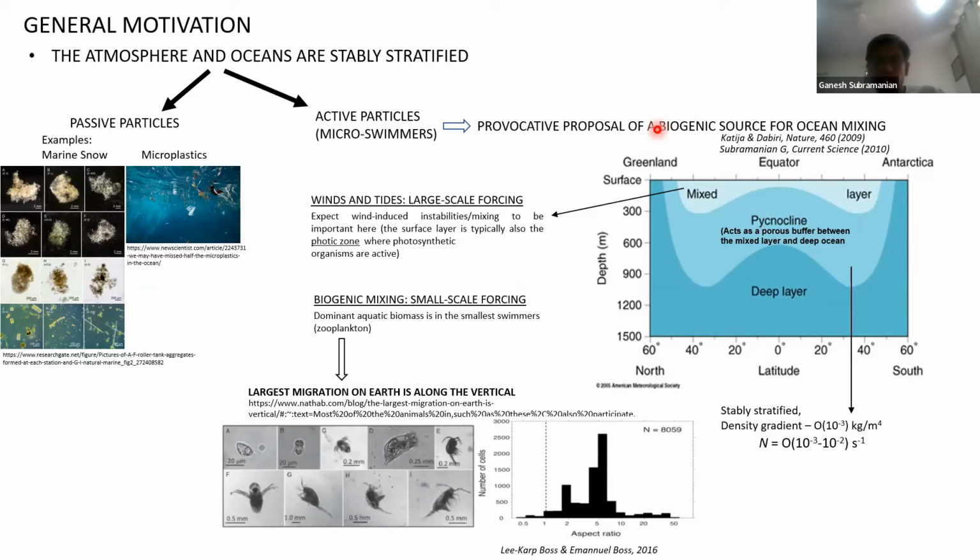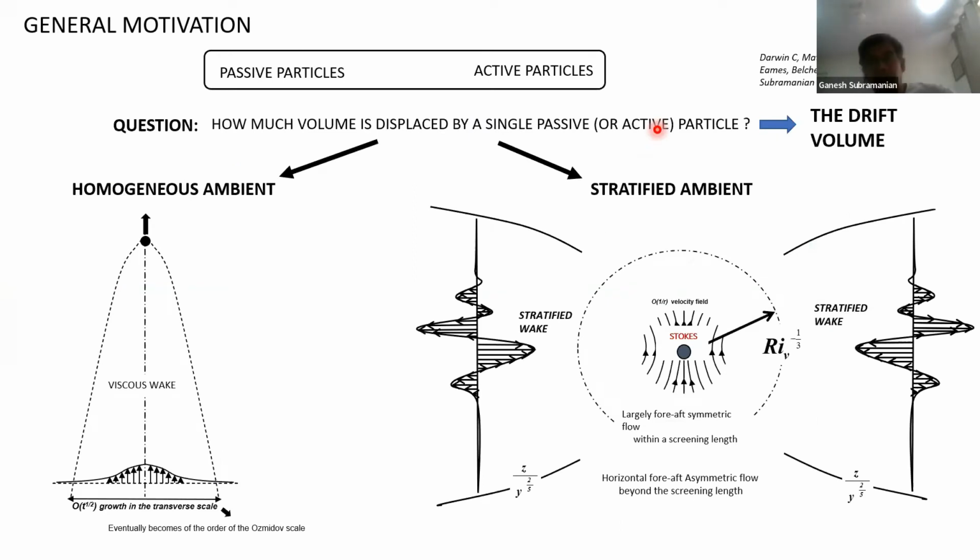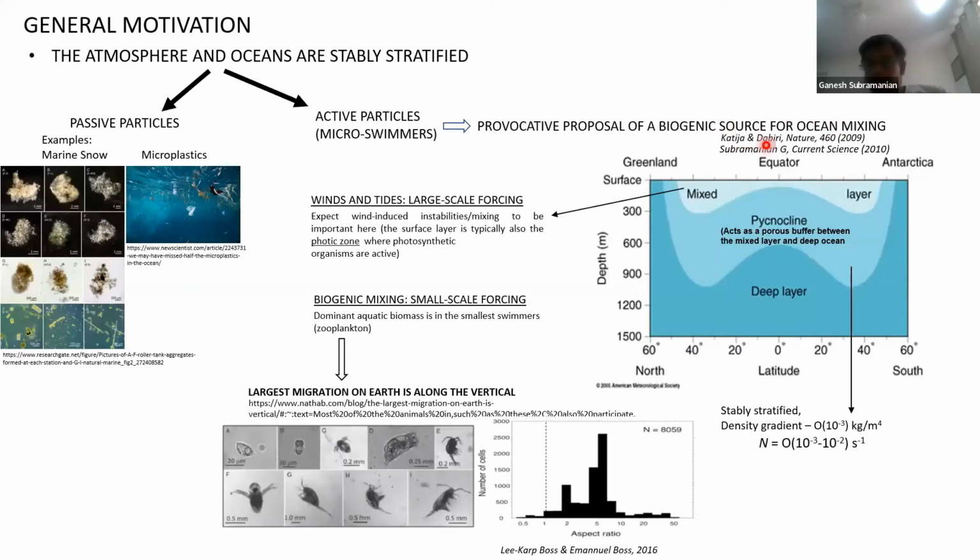Okay. But the interesting question remained as to, if we do consider a single passive particle or an active particle, that is a microscopic swimmer, how much volume is really displaced by this particle. And this displaced volume is known as the drift volume. And I'm talking about the drift volume because that was the basis of the original argument in this paper, in that, if the Reynolds number is low, then you can actually show that the drift volume is larger. Okay?